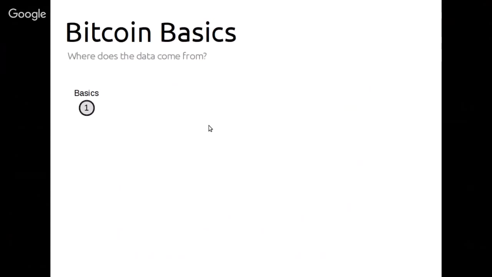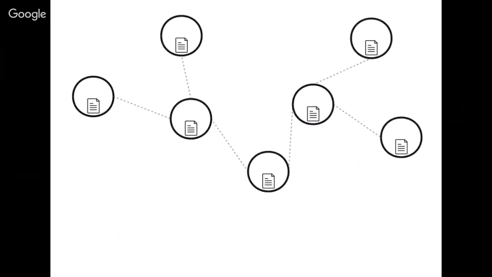Right, so basics of Bitcoin. Where does the data come from? Basically, Bitcoin is just a file sharing program. There are lots of computers all over the world connected together, running the same program. Imagine these circles represent the program, and this file is a Bitcoin blockchain. It's just a bunch of computers sharing the same file, all connected together.